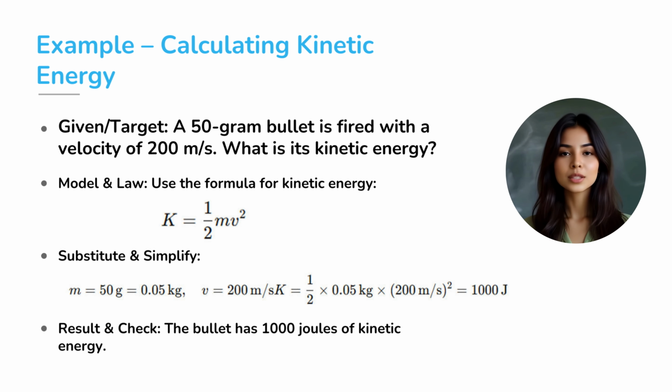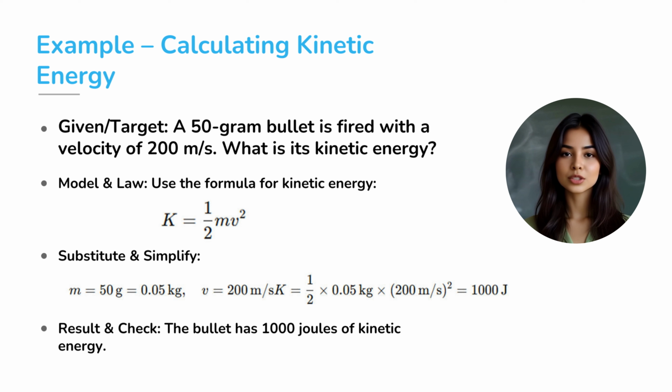Let's wrap up with an advanced example. Imagine you have a 50-gram bullet moving at a speed of 200 meters per second. What is its kinetic energy? We use the formula kinetic energy equals 1/2 times mass times velocity squared. First, we need to convert the mass from grams to kilograms because the standard unit of mass is kilograms. Mass equals 50 grams equals 0.05 kilograms.